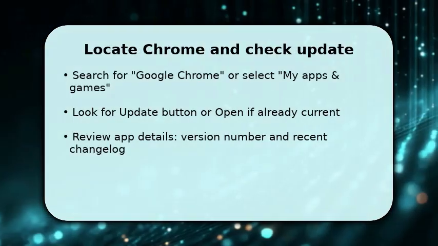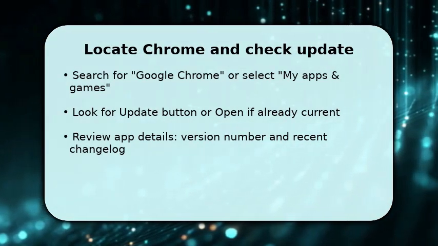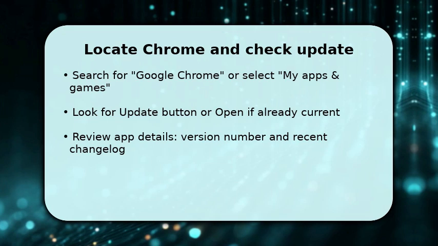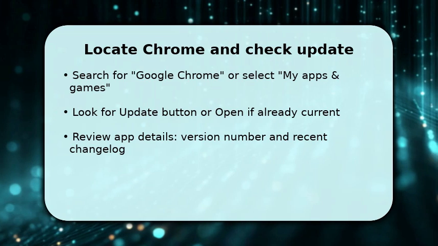Next, search for Google Chrome in the store or go to your library/My Apps section. You'll see either Update or Open. If Update appears, tap it. While it downloads, check the app details pane for the version number and the changelog to understand what's changing.